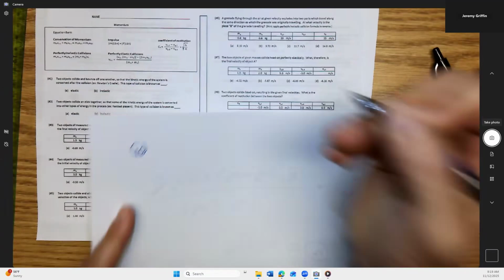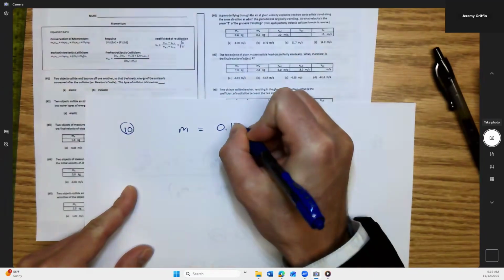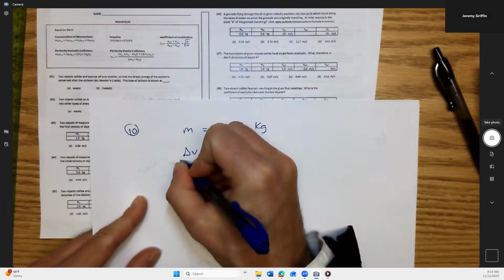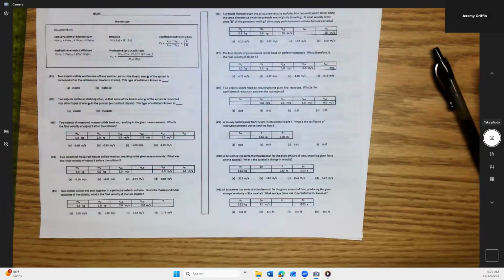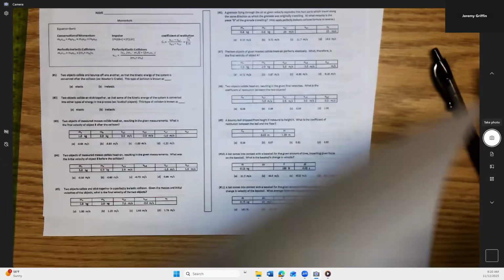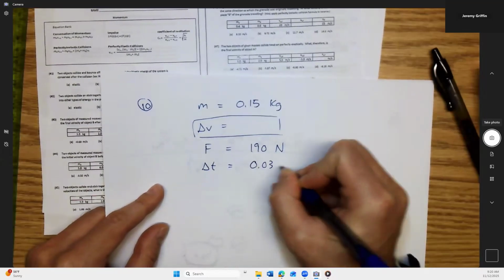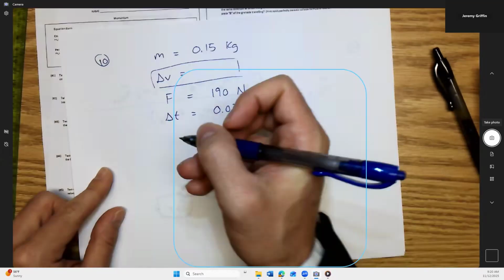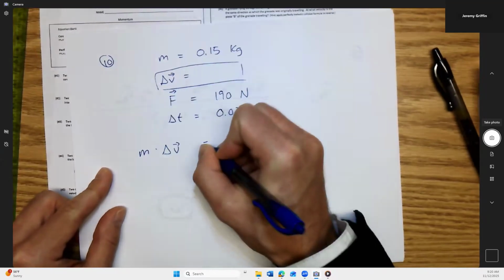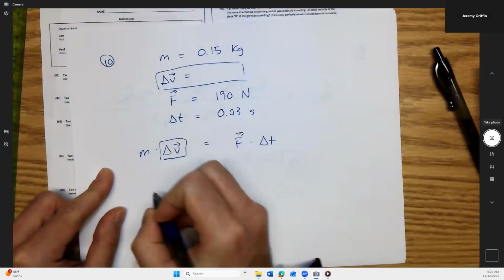Now, I'm going to do number 10 with you guys. So I got the mass of the ball is 0.15 kilogram. We're solving for change in velocity. I told you the force was 190 newtons. No, this would be an average force. Let's say the time interval of contact with the bat is 0.03 seconds. So I got mass times change in velocity results from force, like an average force, for some time interval. I'm solving for this delta V.